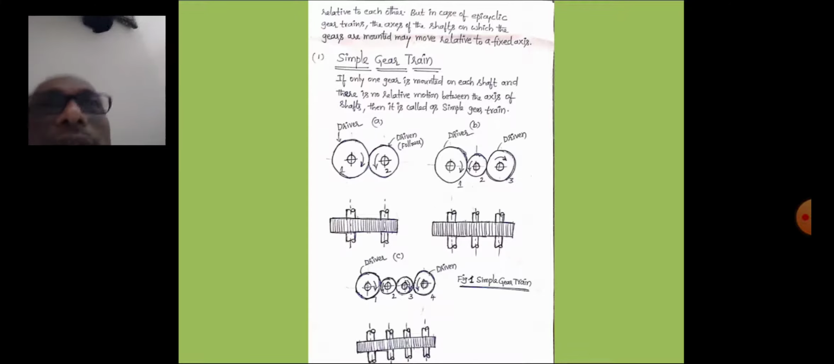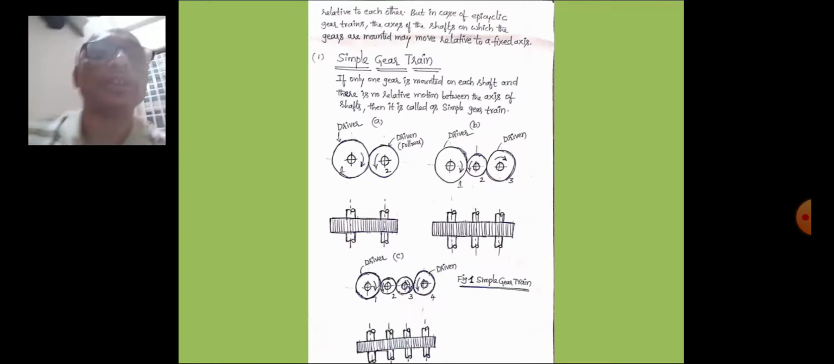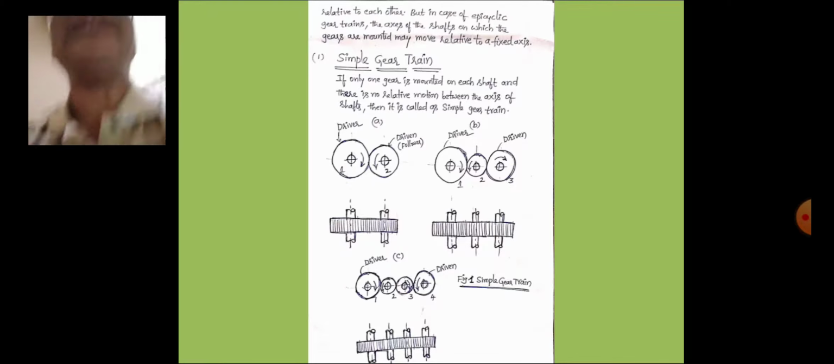So those five or six students will not affect the entire system of teaching-learning activity. Therefore, intermediate gears or idler gears do not take an active part in the power transmission, because they are simply provided in order to bridge the gap between the driver and the driven. Therefore, intermediate gears are specifically called idler gears.